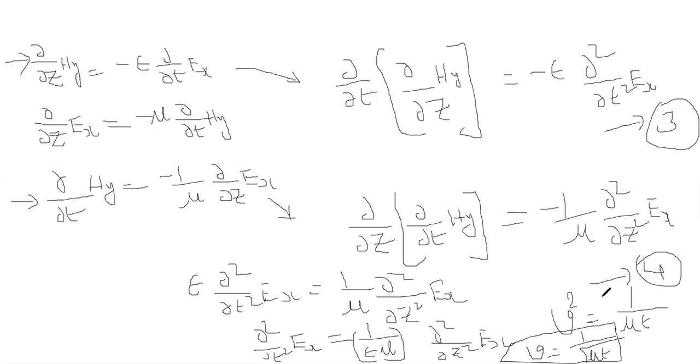In free space, mu naught is 4 pi into 10 to the power of minus 7, and epsilon naught is equal to 8.854 into 10 to the power of minus 12. After calculating this, we get the eta value as 377, and the velocity is equal to 3 into 10 to the power of 8 meters per second approximately. We already know that this V is nothing but the capital C, which is 3 into 10 to the power of 8 meters per second.